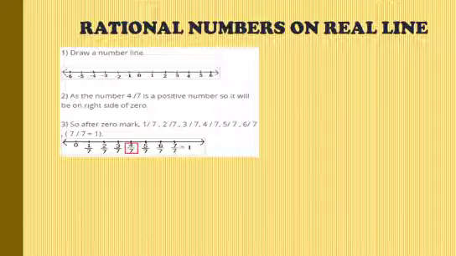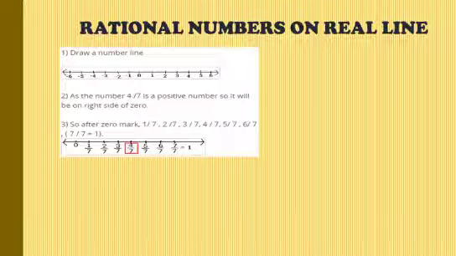In this, the denominator is 7. So divide 0 and 1 into 7 equal parts, like 1 by 7, 2 by 7, 3 by 7, up to 7 by 7. 7 by 7 is nothing but 1. We have to plot the 4 by 7. So we have to plot like this.